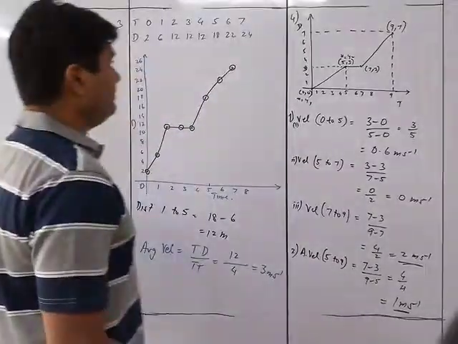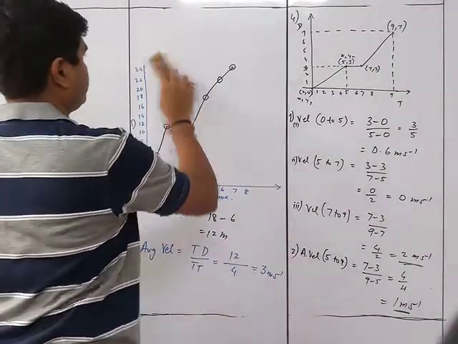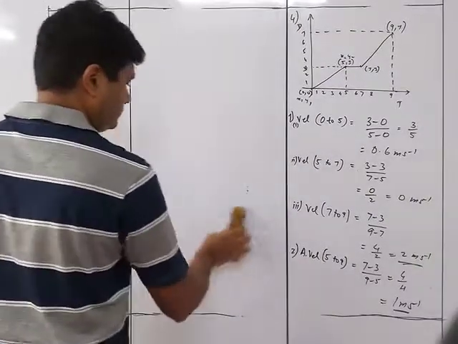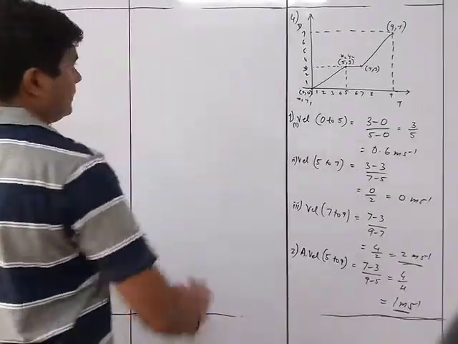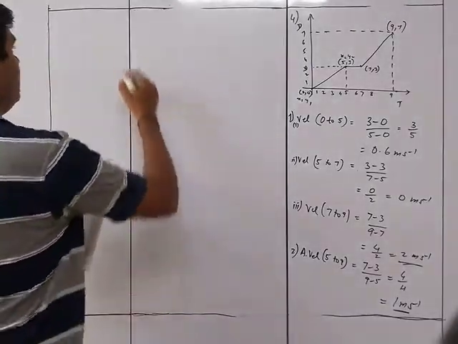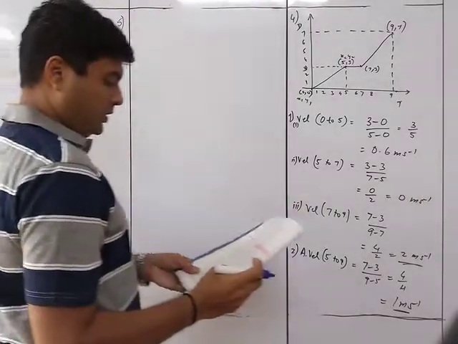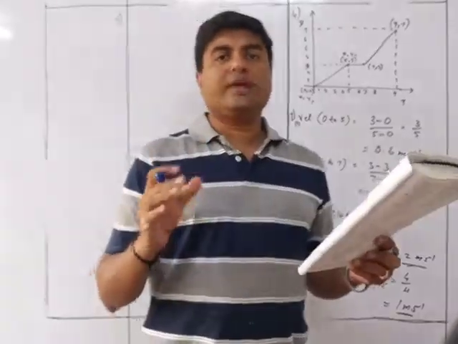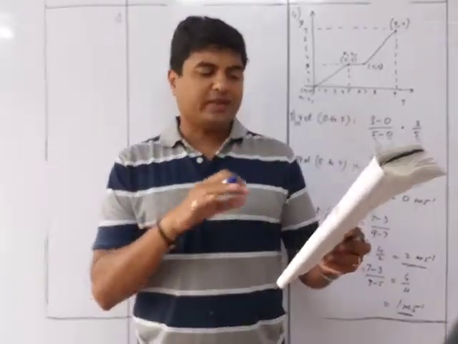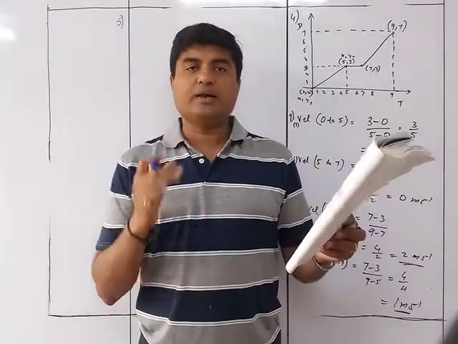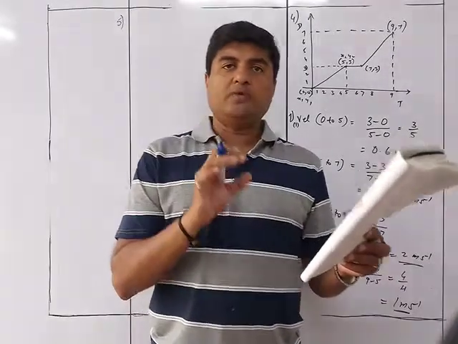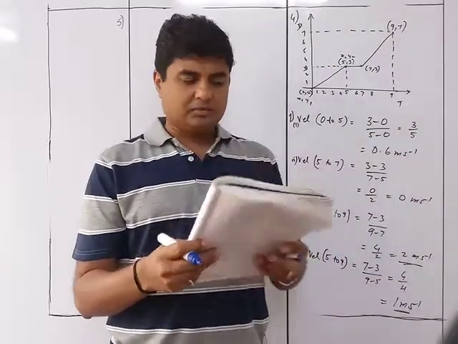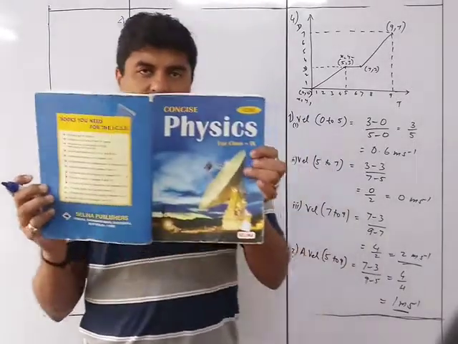We move on to the next sum. Next sum is sum number 5. You are given a graph over here. Now, everybody needs to take out the textbook for this particular thing, because drawing the graph and all becomes difficult for me. So it is better that you directly take the help of the textbook and we follow the textbook directly. So you can use the textbook, that is Concise Physics, 9th standard.